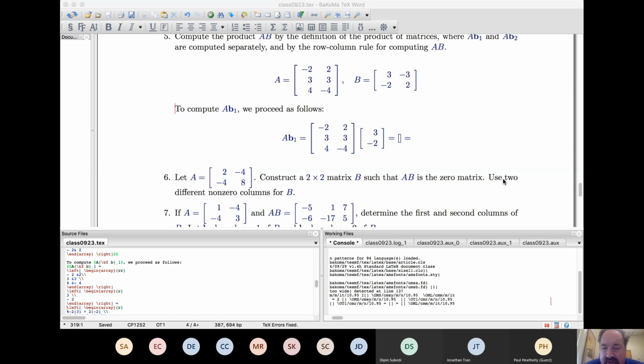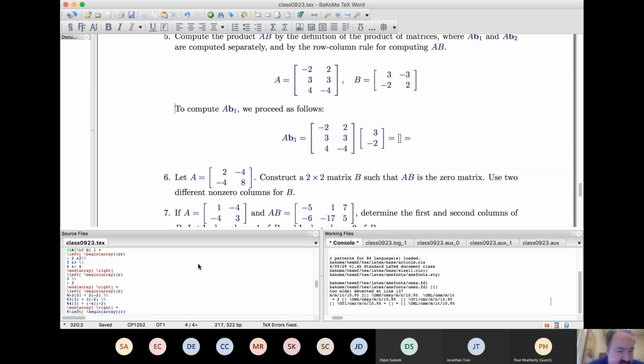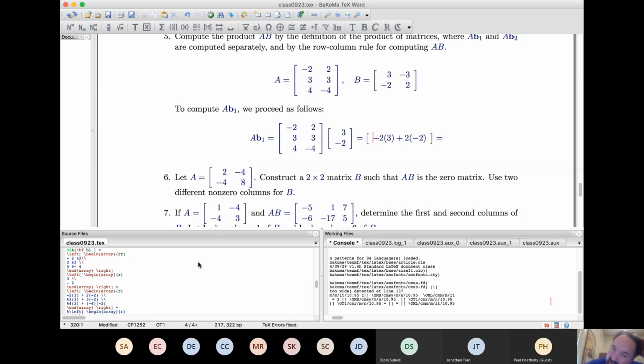Okay, I see something in the chat here. Yes. -2 times 3 plus 2 times -2. All right, so we have it for the first entry. Okay. And then the process is the same for second and third entries.